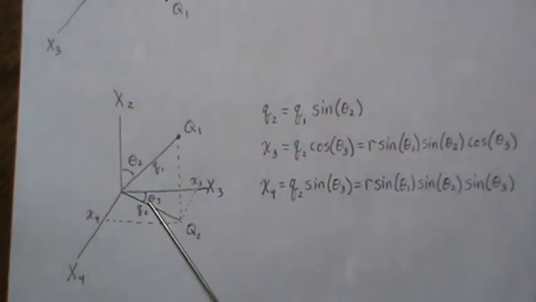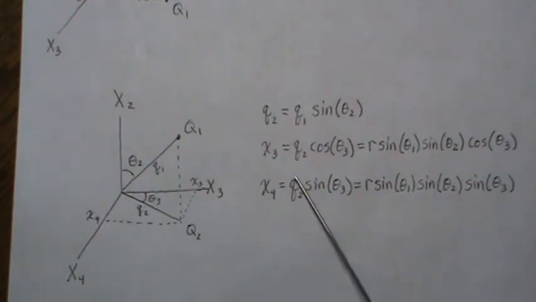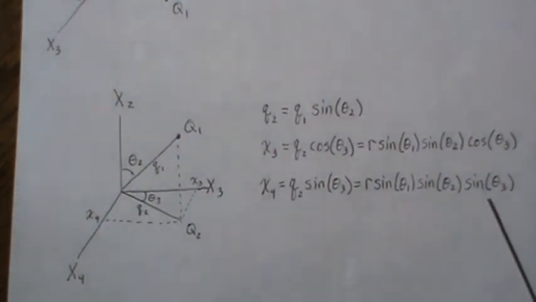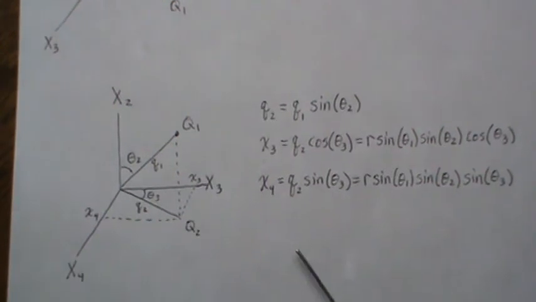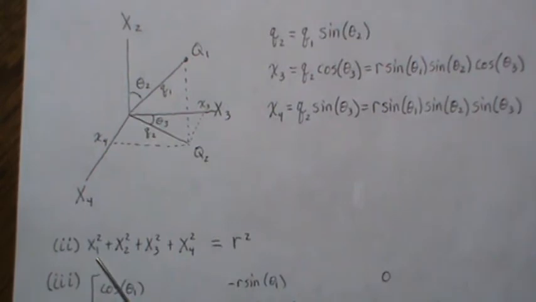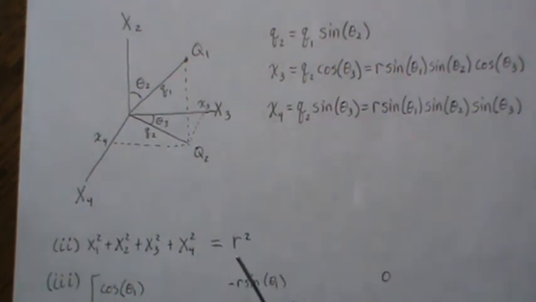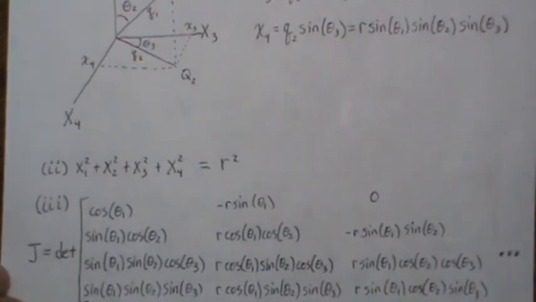Then x4 would be the sine of this angle, because it's this distance, which is this distance. Back solve and you plug it in, and you get this. So this is x4. So now the interesting part is, if you plug in x1, 2, 3, and 4, these values in for this, it simplifies to r squared, right? So this is one of the reasons we use spherical coordinates, because when we plug it in, it simplifies to just a number. Really easy to integrate.